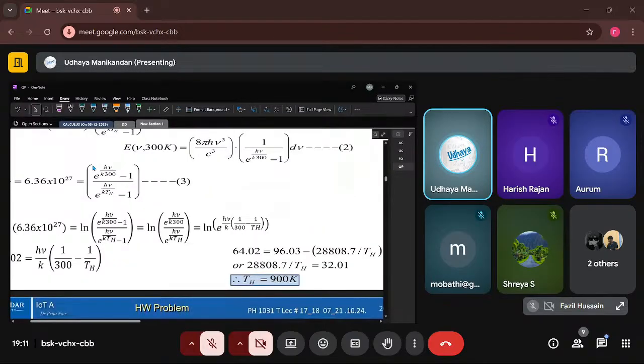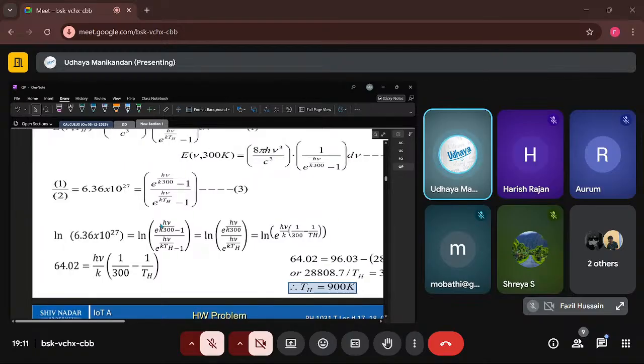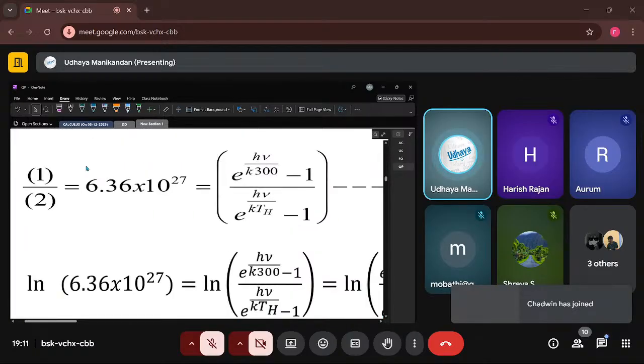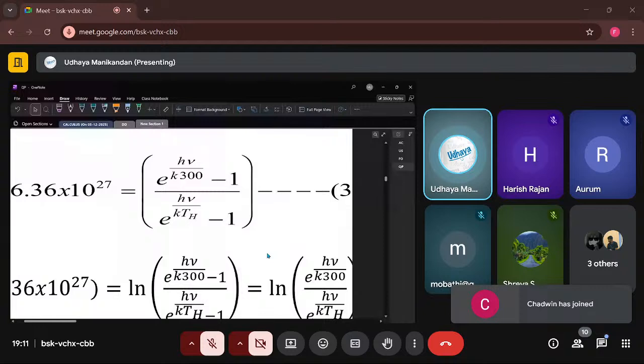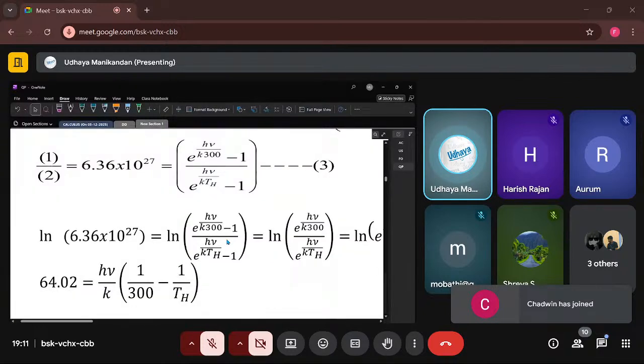So equals 1 by 2. So this comes out. Now you have this expression. This is equal to this. Okay. Now what can you do? You can just take logarithm. Logarithm of this is equal to logarithm of this, because log of a by b is nothing but log a minus log b. You can do that.